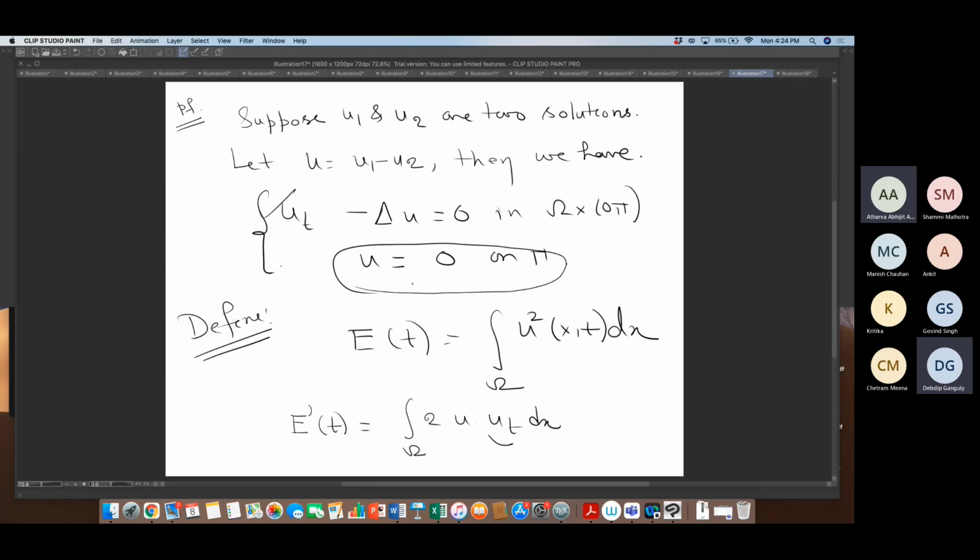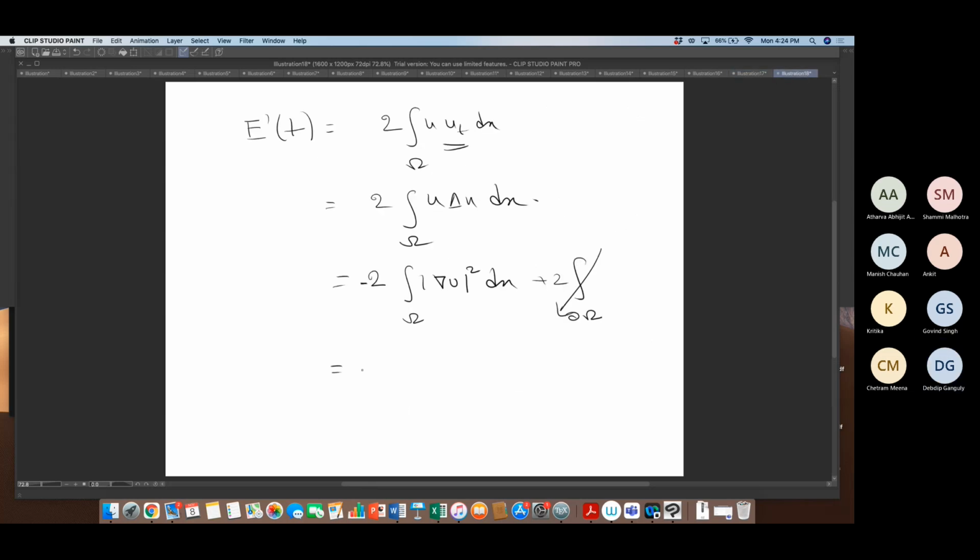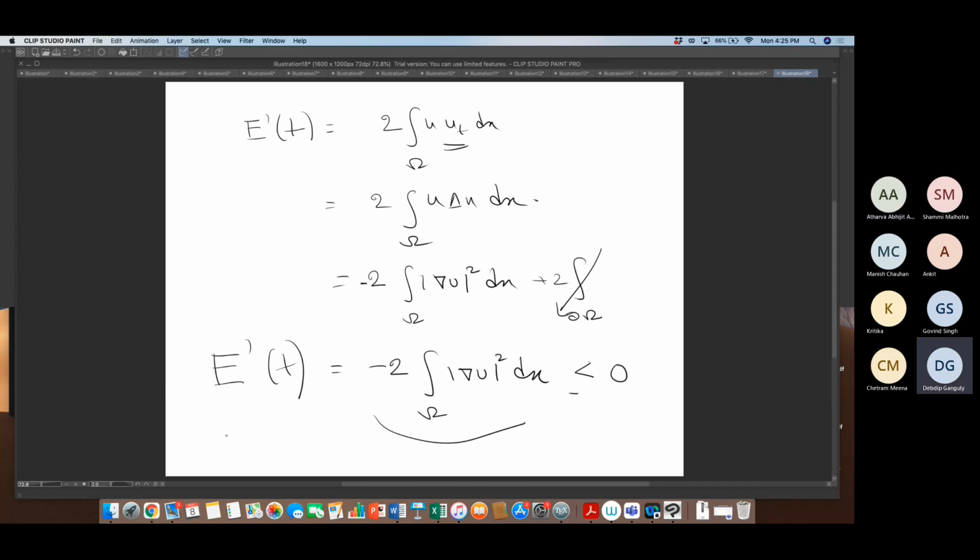Because u is 0 on the parabolic boundary, and the parabolic boundary also has del omega cross (0,t). It also consists of this, right? So there will be no boundary term. So E prime t equals minus 2 times the integral over omega of gradient of u squared dx. So this quantity is less than or equal to 0. Yes or no? Yes.